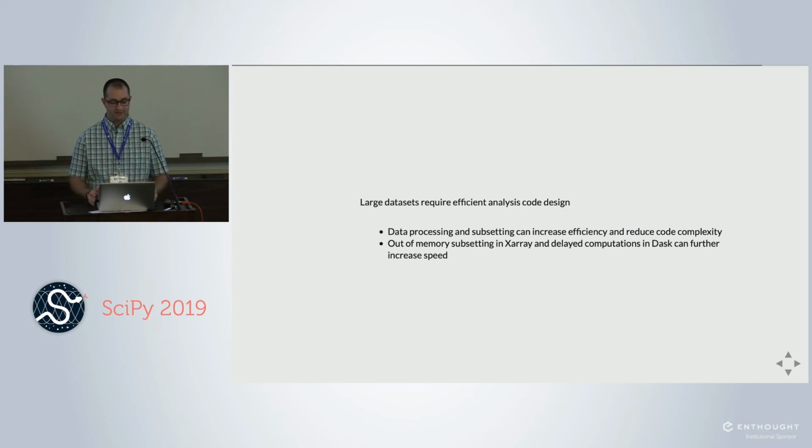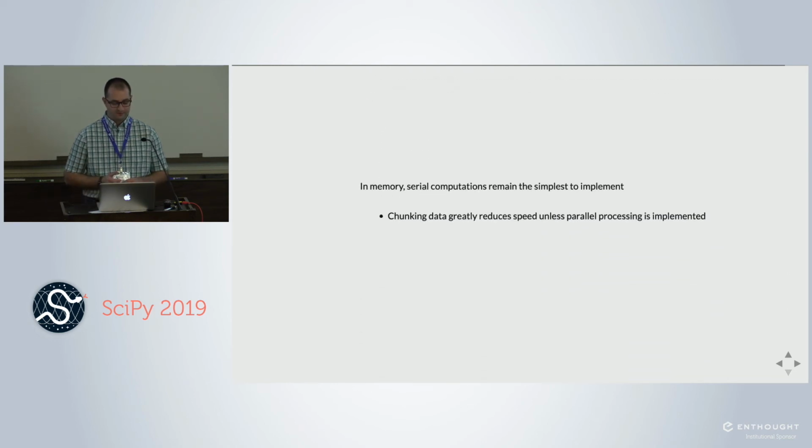And doing subsetting out of memory in Xarray and delaying the computations using Dask delayed does help to increase the speed and keep the memory from becoming so large that it overwhelms the system. Serial computations in memory without chunking is still the simplest to implement in my opinion and in my experience. It runs relatively quickly if you have enough RAM for it, which I did. But if you don't and have to start chunking, you're going to see some serious slowdowns.